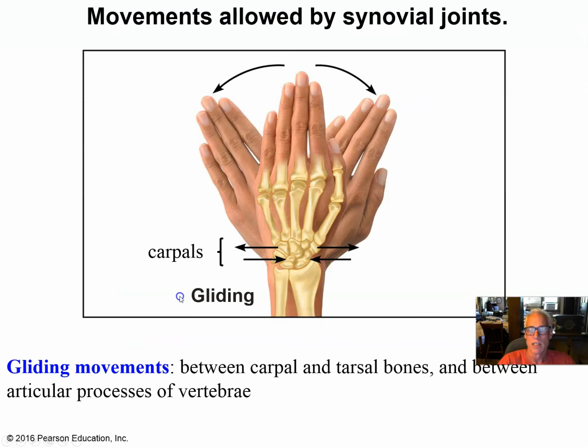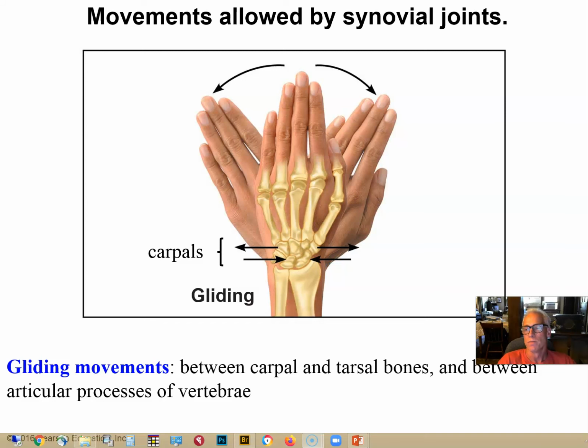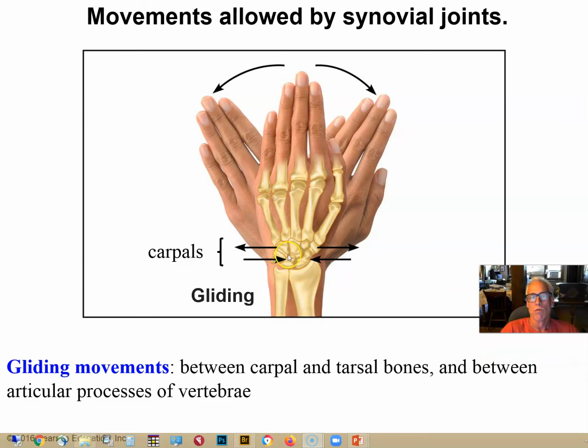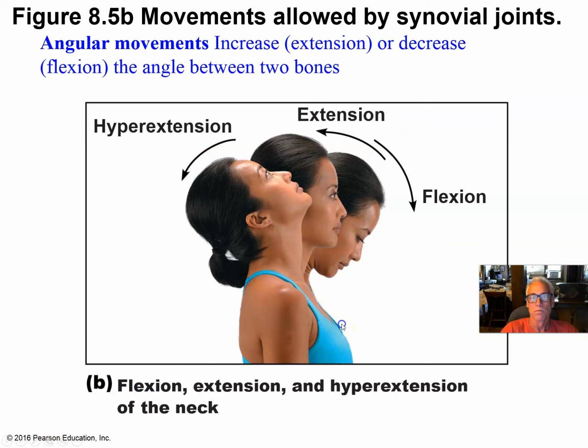So where would we find this gliding movement? Well, the bones of the wrist, called carpals, essentially have planar joint surfaces between them, and they allow gliding movement. It's non-axial movement between the carpal bones. The tarsal bones of the ankle are also considered to allow gliding movement. Angular movements, there's quite a few terms we may use to describe angular movements.